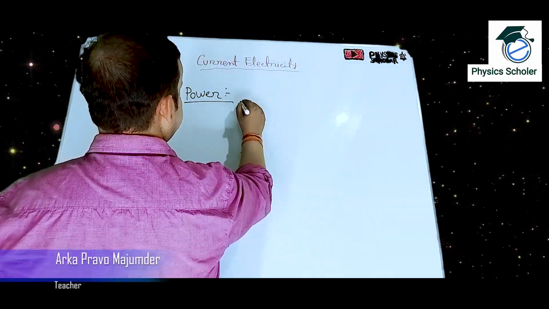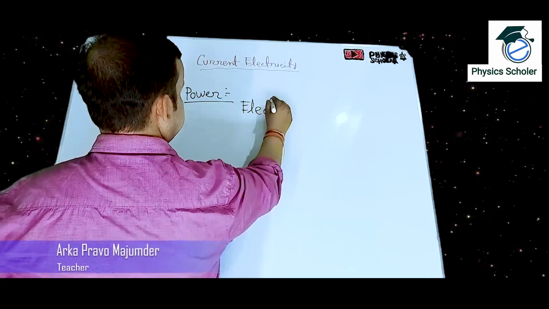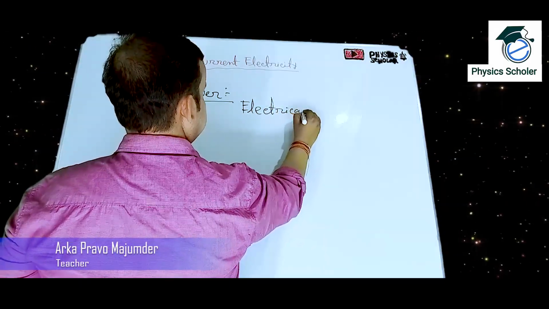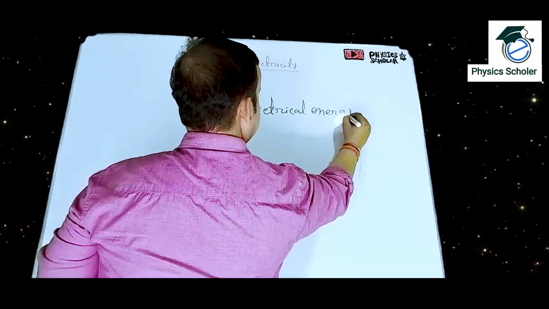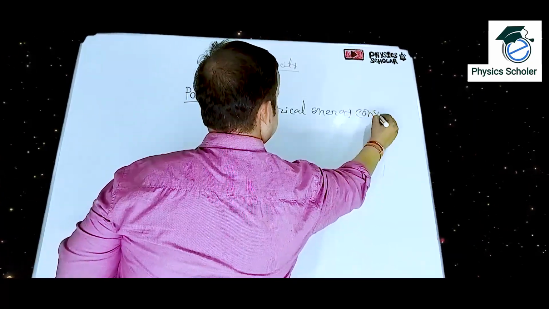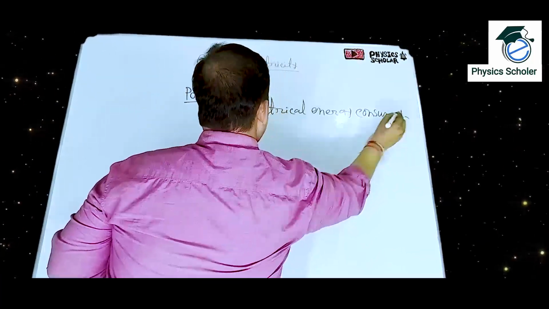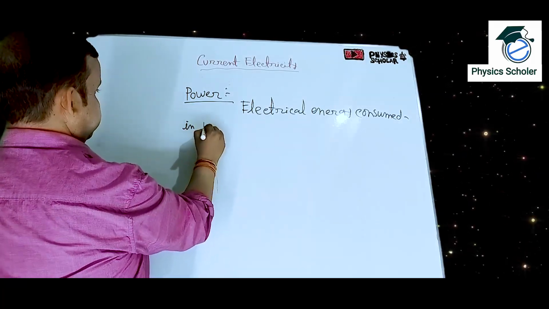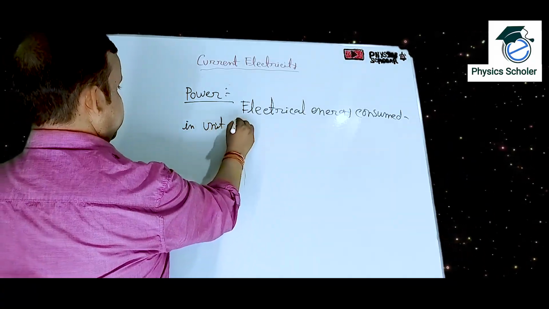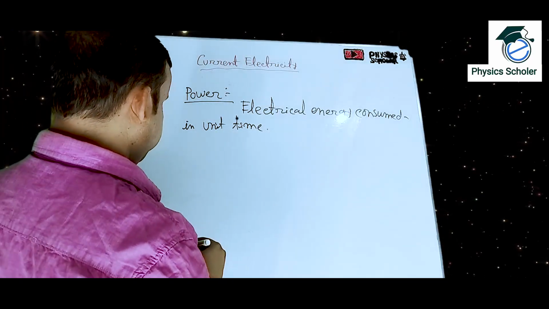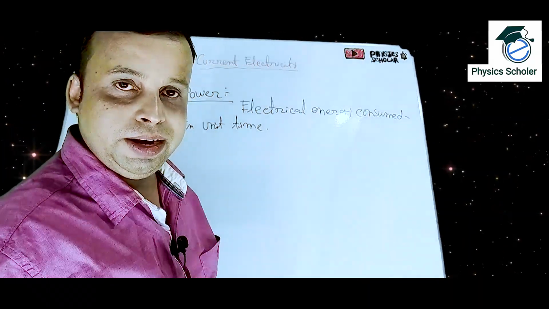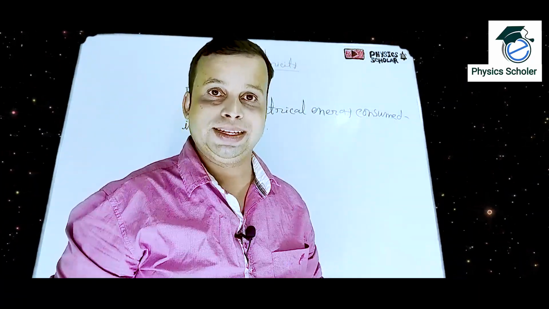Electrical energy consumed in unit time, or electrical work done per unit time, is known as the power of electrical energy.